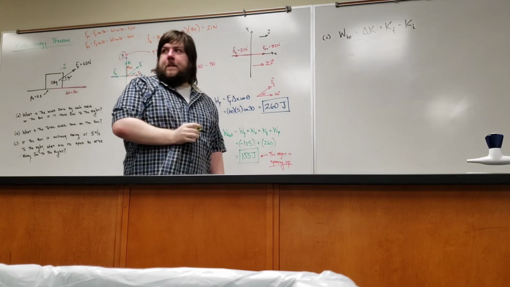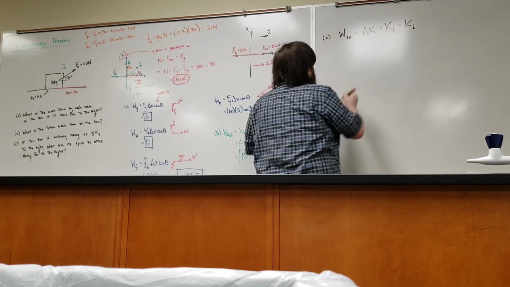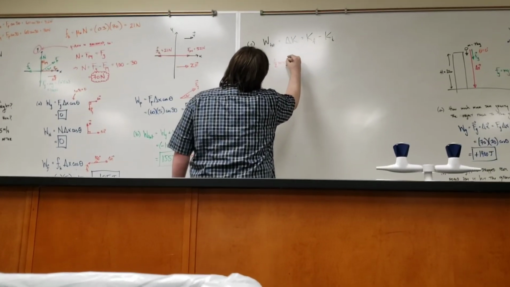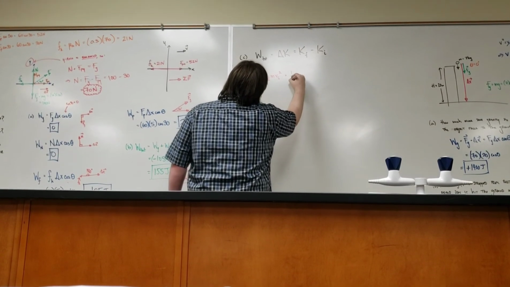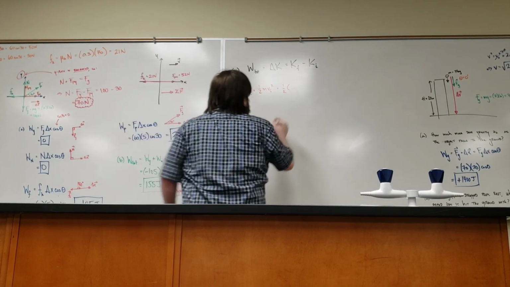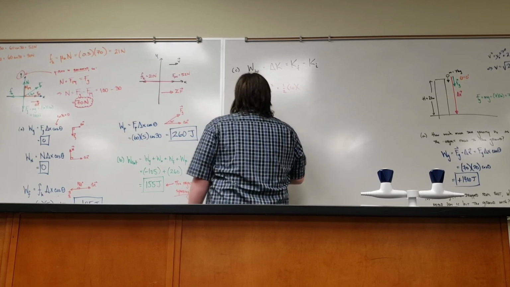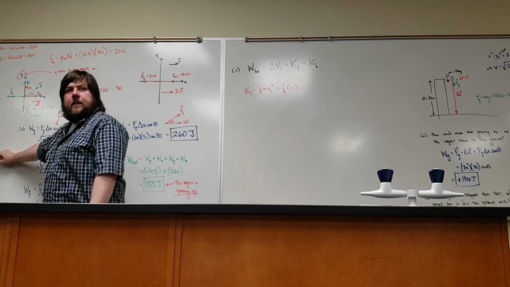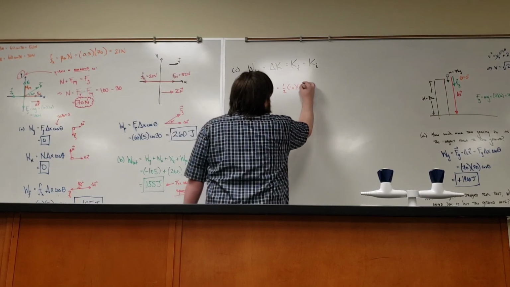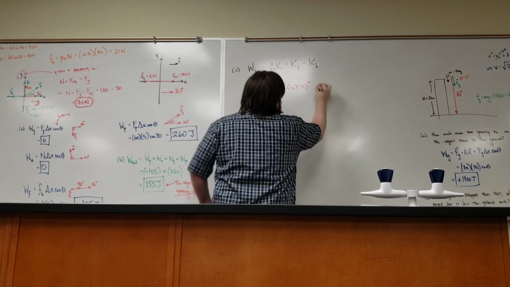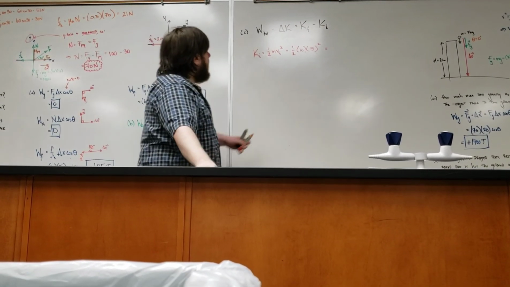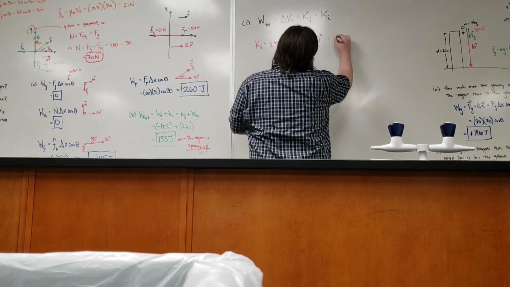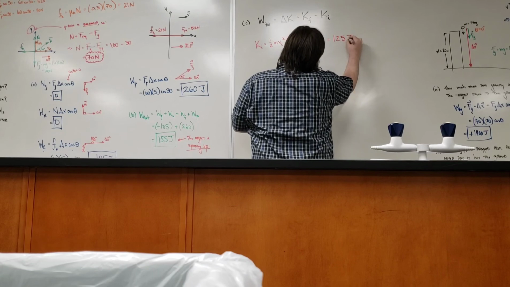The initial kinetic energy is 1/2 m times the initial speed squared. 1/2, m is 10 kilograms. What's the initial speed? 5 meters per second. So that's 25 times 10 is 250, divided by 2. This is 125 joules.